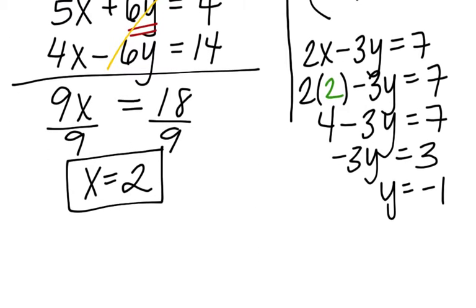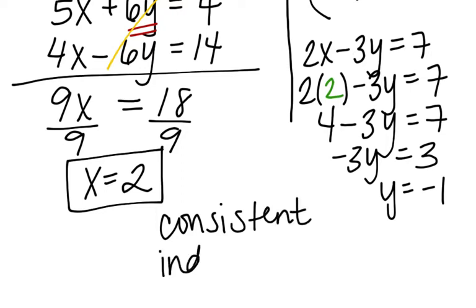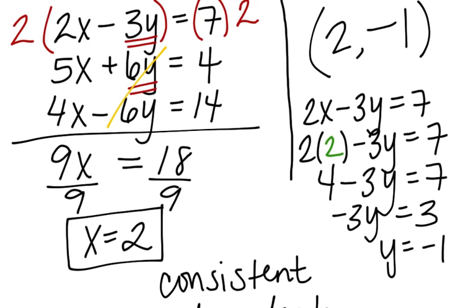So we could say that this system is consistent. Consistent means that there is at least one solution. And we could also say that the system is independent. Independent because the two lines are independent of one another. They're two different lines. So you could classify the system as both consistent and independent.